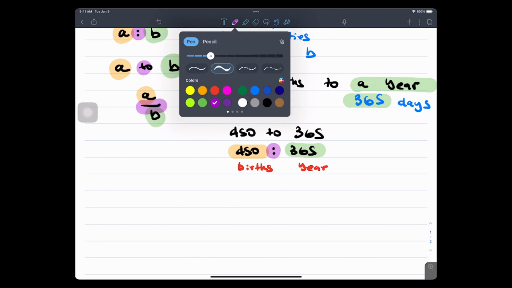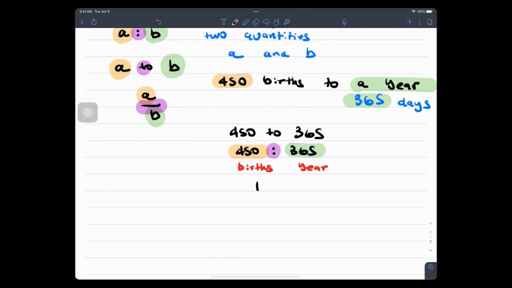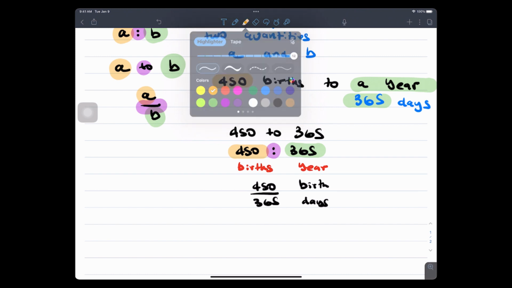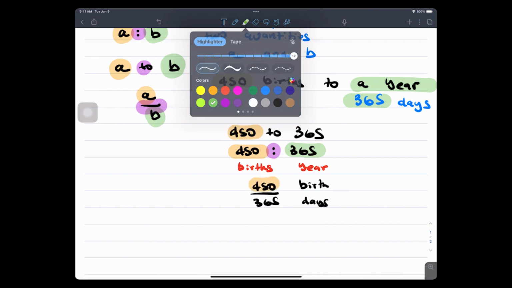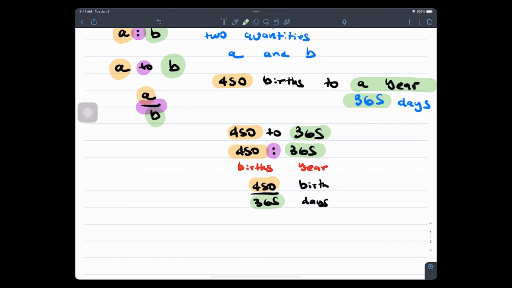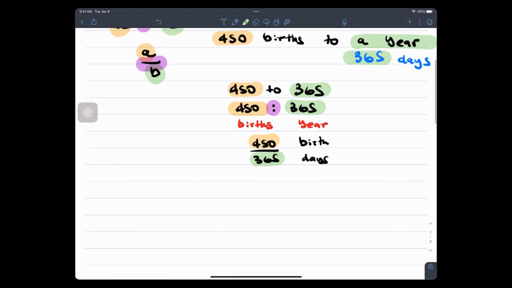So we can write this as a fraction, 450, and that represents, I'll put B for births, over 365 what? Days. All right, I'll spell it out. So there you guys go. And that's why sometimes they call this thing a what? A rate. And that's why you might even see it or hear it known as a birth rate. What's the birth rate? Well, there you go. 450 births, 365 days.